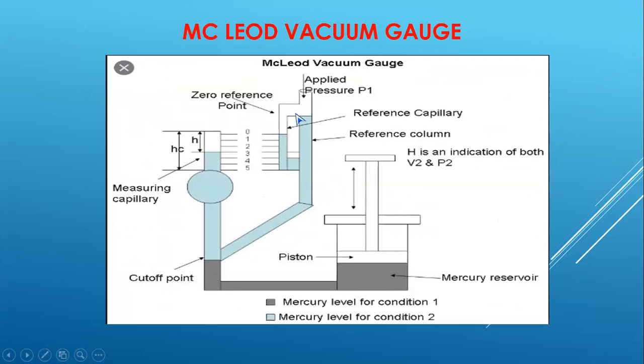That is the McLeod gauge. This gauge was invented and developed by McLeod. For that reason, it is called the McLeod gauge. In turn, it is also called the McLeod vacuum gauge. You can measure negative pressure.